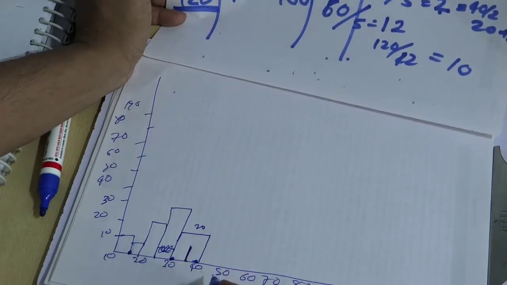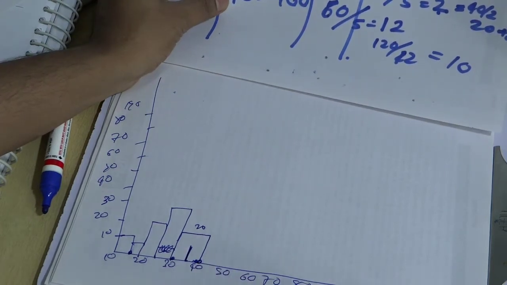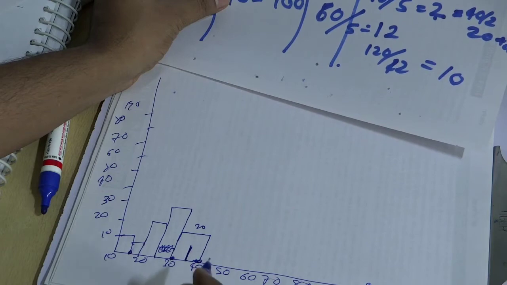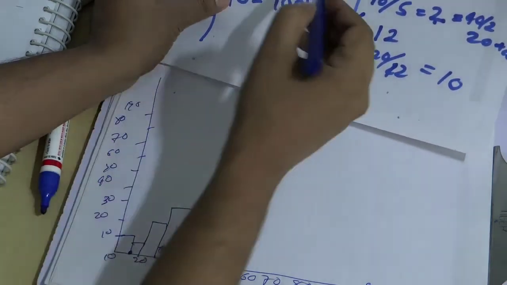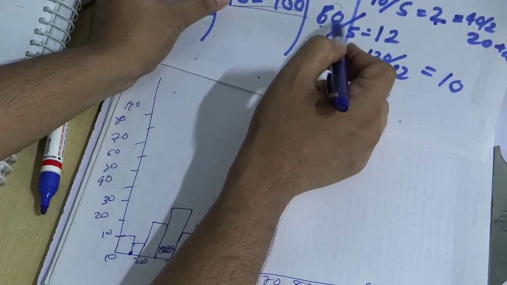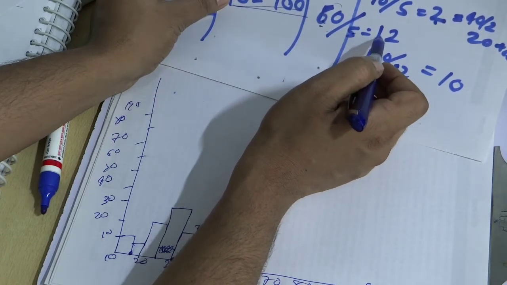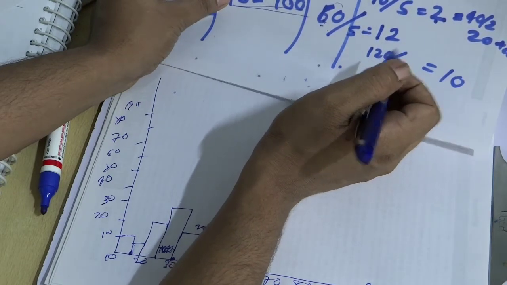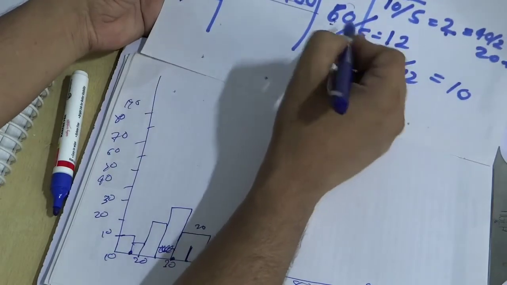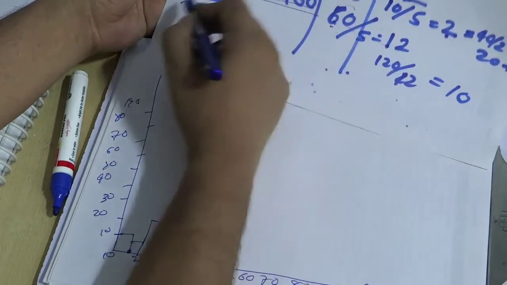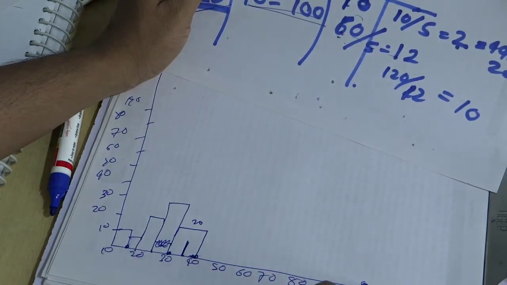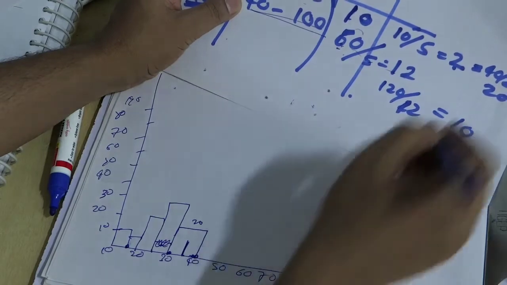Similarly, between 40 to 100, this is 40 and where is 100? Here is 100 and we have the 120. Because we are calculating data with a class interval of 5, here the class interval is 60. So we will divide 60 by 5, it will become 12, okay. And again here we divide the 120 by the 12 class interval. So 120 divided by 12, it will be 10. So from 40 to 100 it will be 10.